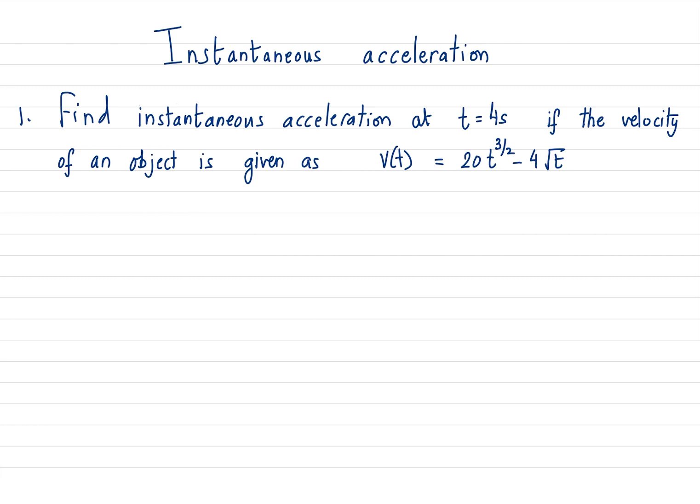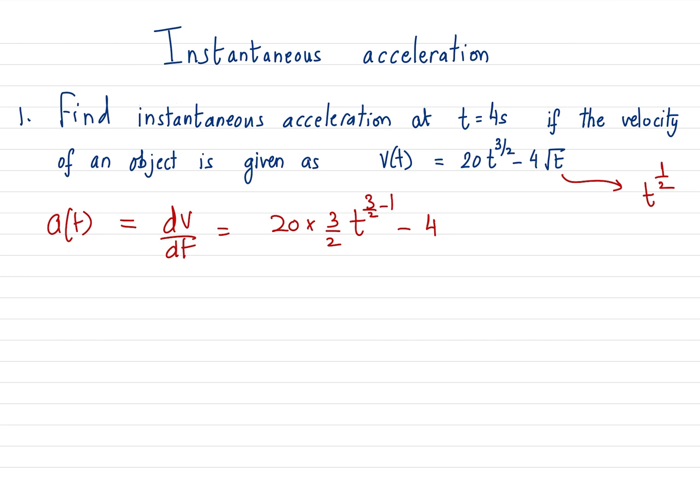Next, let's do one more. In this case, we can see that we have been given the velocity function directly, but there are some powers and some roots here. We want to find what's the instantaneous acceleration. So we'll do a(t), which is dv over dt. So 20 times 3 over 2, applying the power rule, t to the power of 3 over 2 minus 1, minus 4. Now this square root t I can write as t to the power of half. In terms of power, the square root becomes half. So 4 times 1 over 2 t to the power of 1 over 2 minus 1. I'll just simplify it a little bit. So this will give me 10 times 3 over 2, that will be 30 t to the power of 3 over 2 minus 1 will be 1 over 2, minus, this will cancel out, 2 t to the power of 1 over 2 minus 1, which will give me negative half.